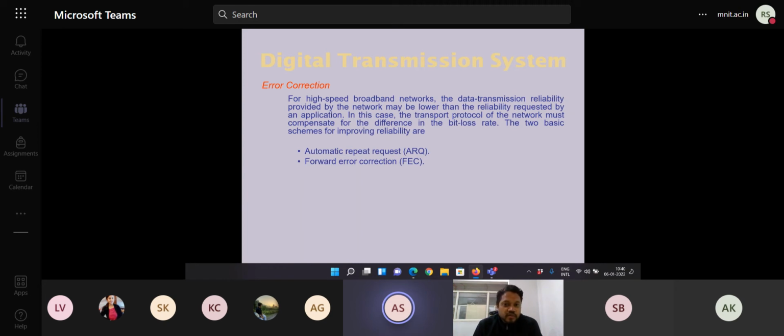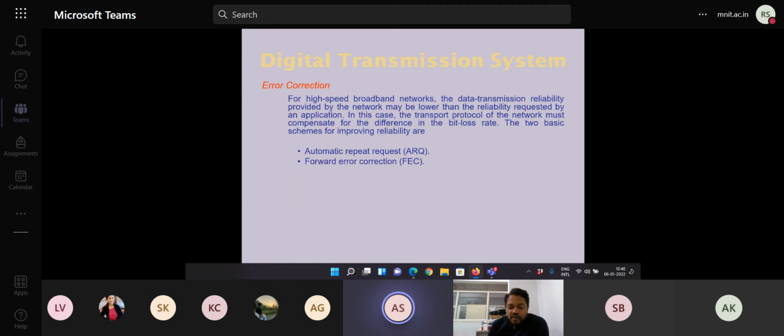So this is automatic repeat request. It's not necessary that both methods should be used. Usually, one of these is used. The most common, of course, is forward error correction, and automatic repeat request may be included along with forward error correction to increase the robustness or reliability of the total communication system.